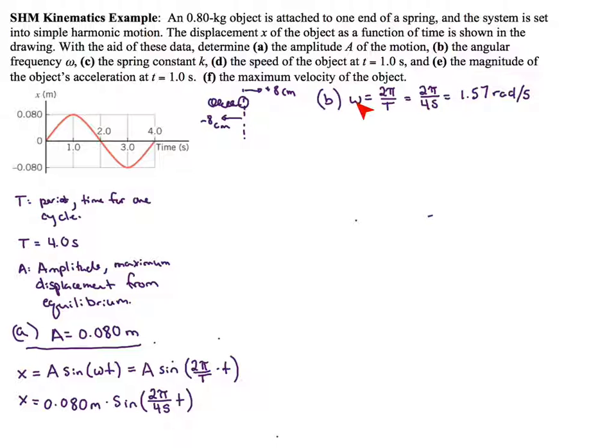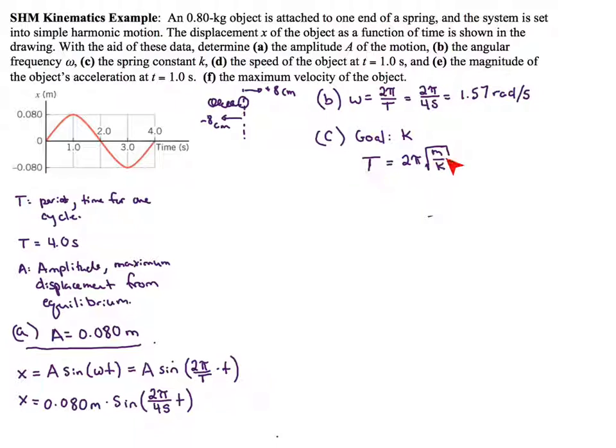Here we go. Omega, our angular frequency, is 2 pi over the period, or 2 pi over 4 seconds. So when I plug that in, I get 1.57. Remember, this 2 pi has a unit of radians with it, and omega should be in units of radians per second. So this gives us radians, and this gives us seconds, and we end up with 1.57 radians per second. All right, let's move on to part C, the spring constant. See if you can figure out how to do that one.